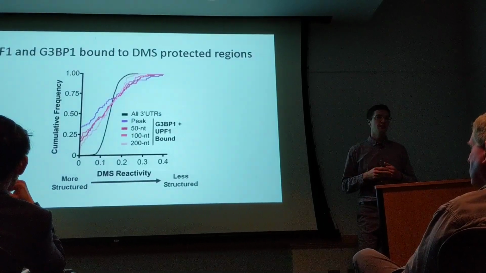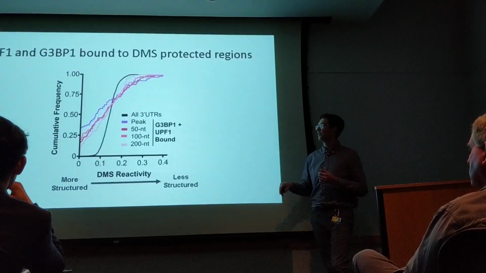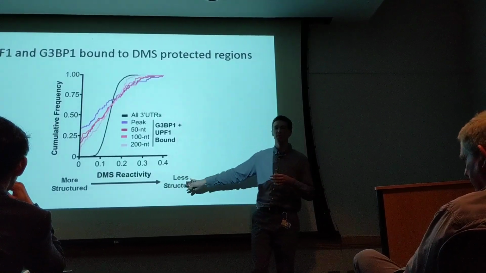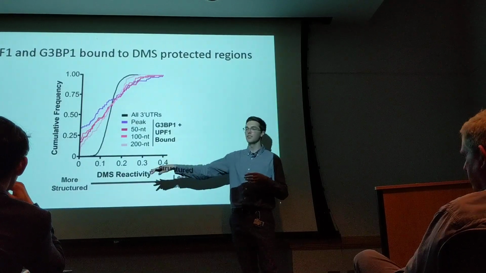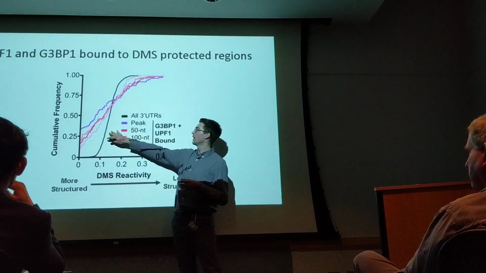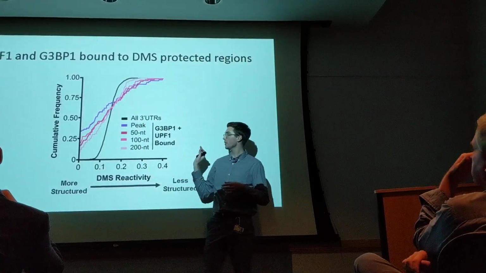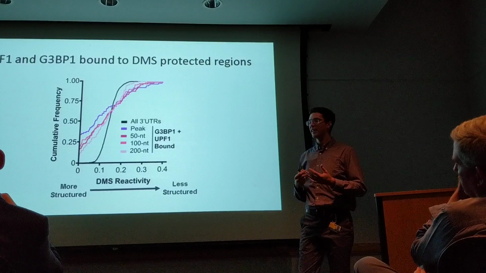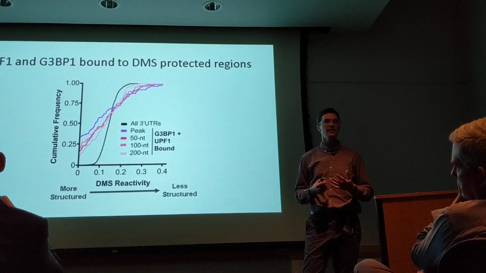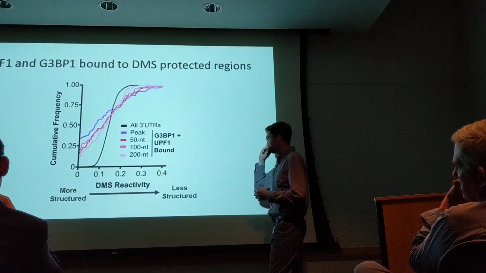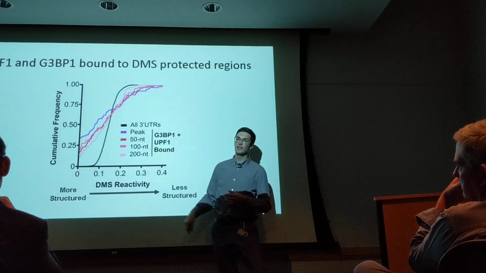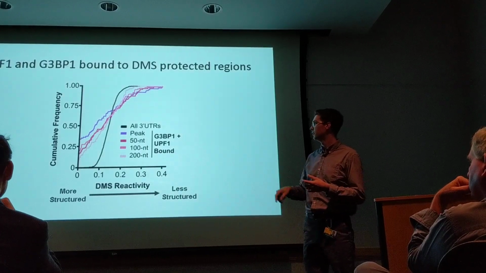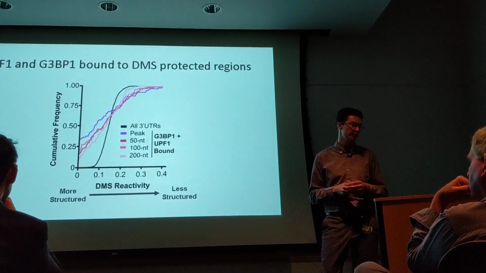So we can go back to those CLIP-seq peaks where G3BP1 and UPF1 are overlapping. Because it's DMS reactivity, everything's kind of flipped, so everything on the right is less structured and everything on the left is more structured. You can hopefully appreciate, when you look at all in black versus the peak in purple, that shift to the left, in which where G3BP1 and UPF1 are binding, there's a lot less reactivity, which suggests a lot more structure in that area. And when you expand that region to 200 nucleotides, you still see poor ability to react to DMS, suggesting more structure.